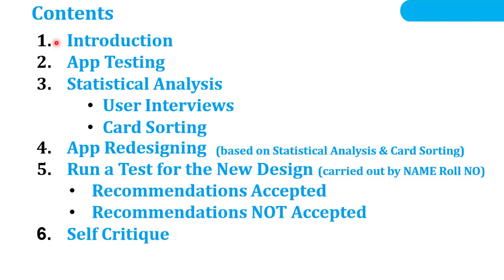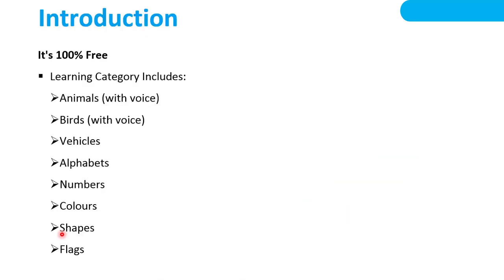Well, the table of contents: introduction, app testing, statistical analysis in which user interviews and card sorting will be included. After that, app redesigning based on statistical analysis and card sorting. After that, a test for the new design carried out by my friend. Then recommendations accepted, recommendations not accepted, then the self-critic.